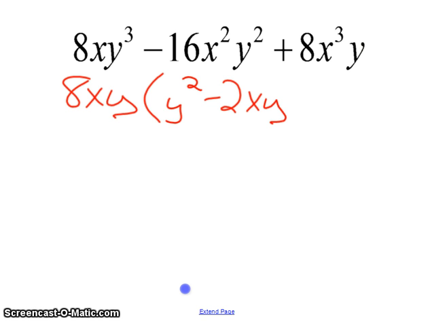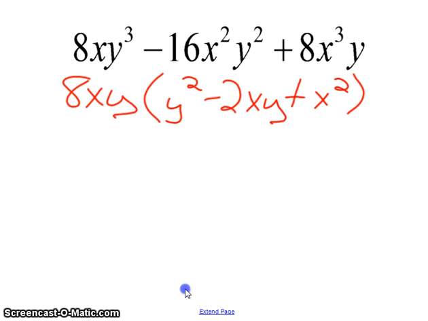All right, 8 divided by 8 is 1. X to the third divided by x is x to the second. Y divided by y is 1. I don't have to write the 1 because 1 times x squared is x squared. Good.